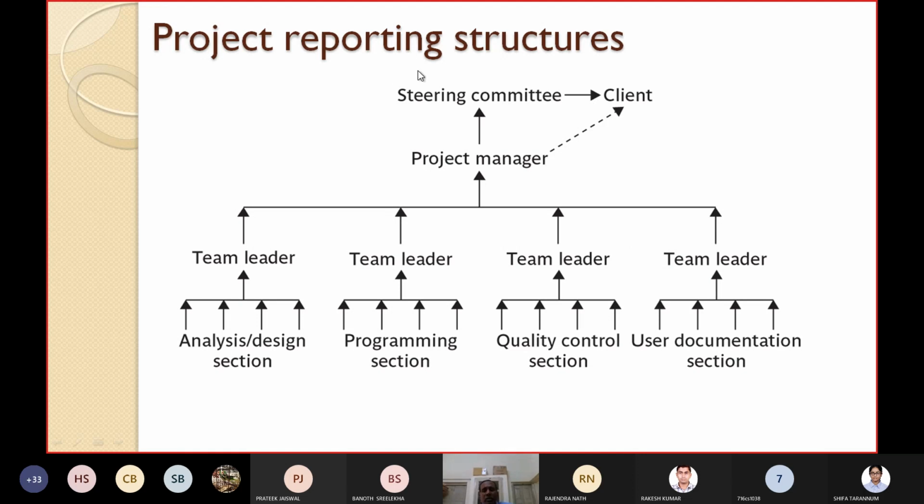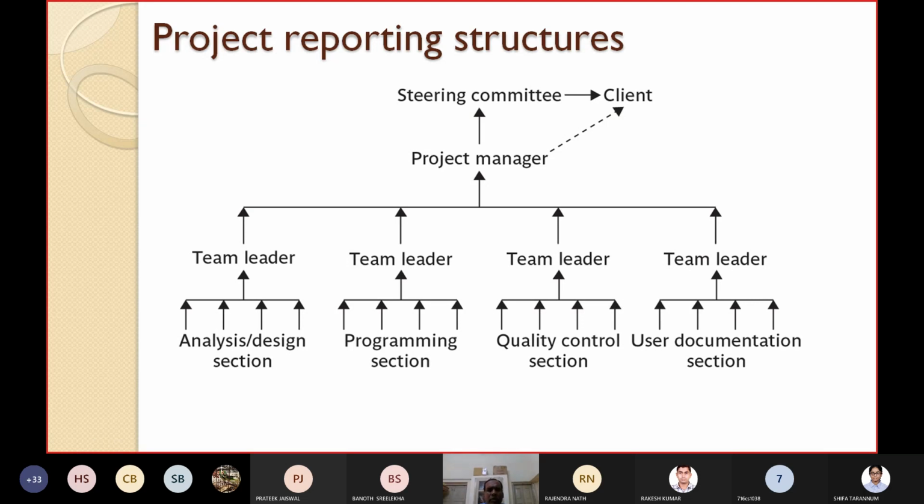So this is a typical project reporting structure. Who will report to whom? We have seen that at the end level, the analysts, designers, programmers, etc., will report to the corresponding team leader. The team leader will report to the project manager, and the project manager will report to the steering committee. And to the client, either the steering committee or the project manager can interact with the client.